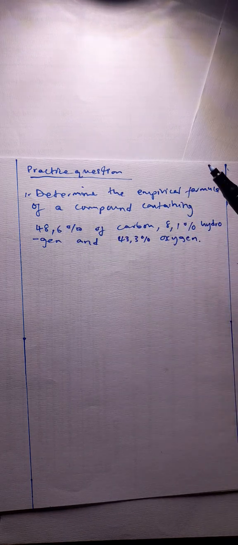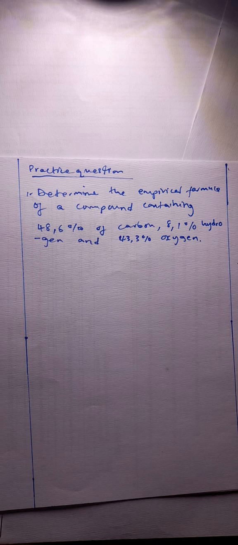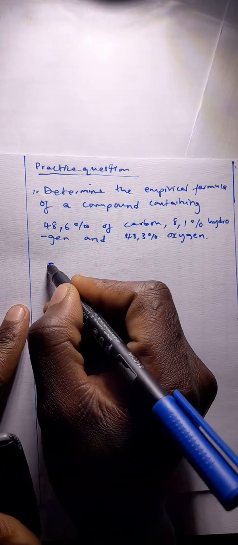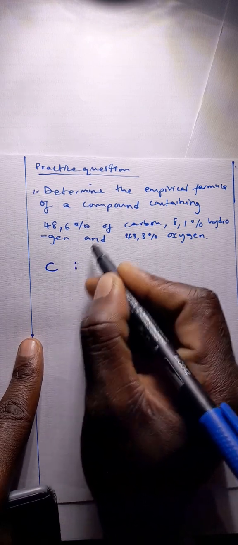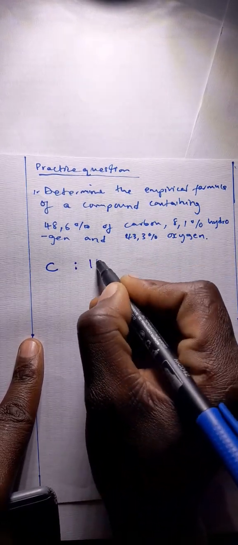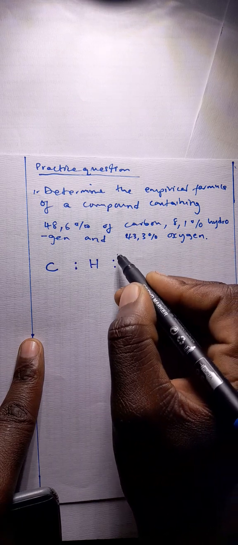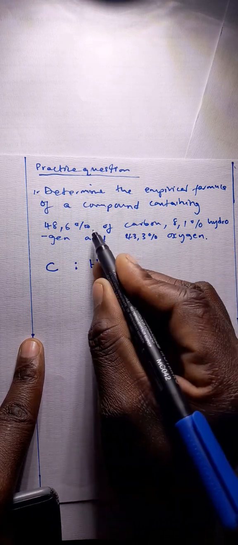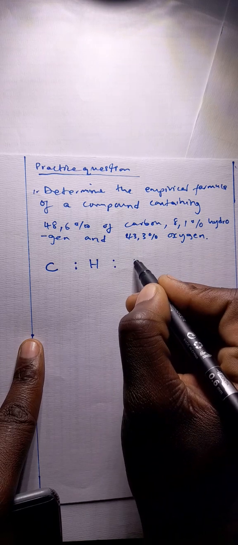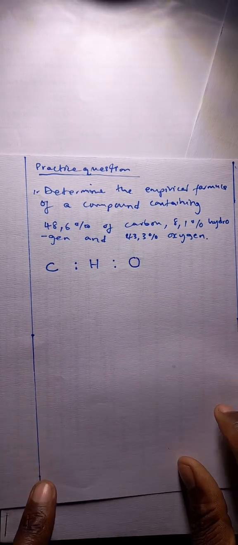Now remember guys, this is per 100 grams. In other words, when you add these percentages, they give you 100. Let's look at it. The first one is carbon. The next one is hydrogen. And the following one is oxygen. It's carbon, hydrogen, and oxygen. All right. Can you see?